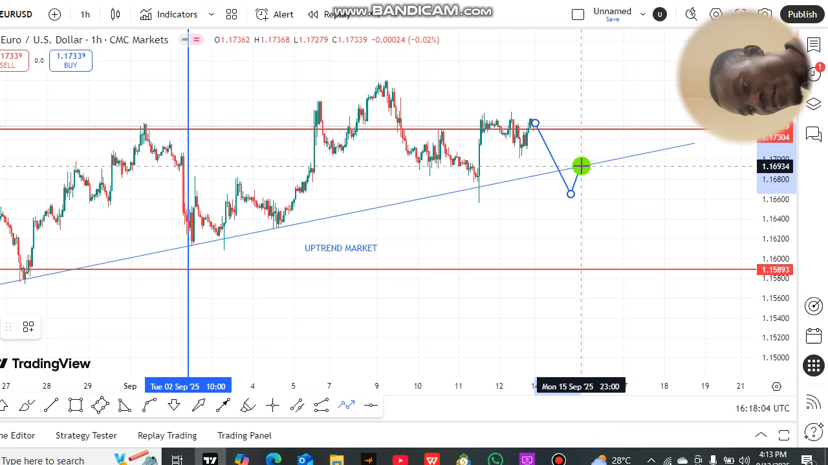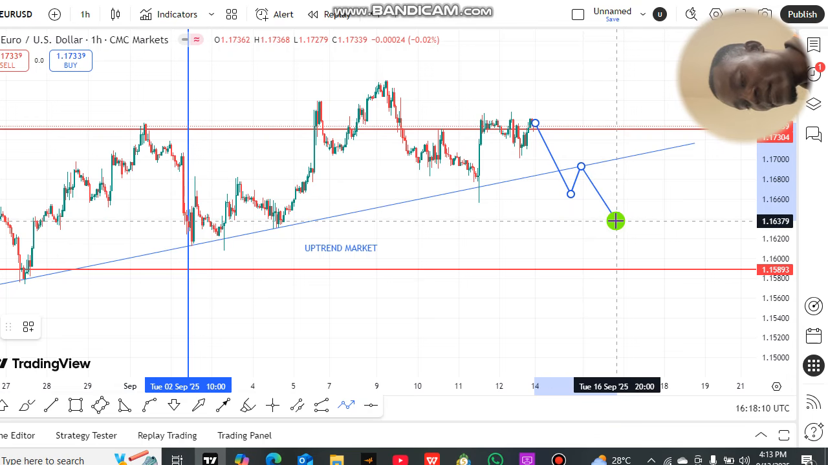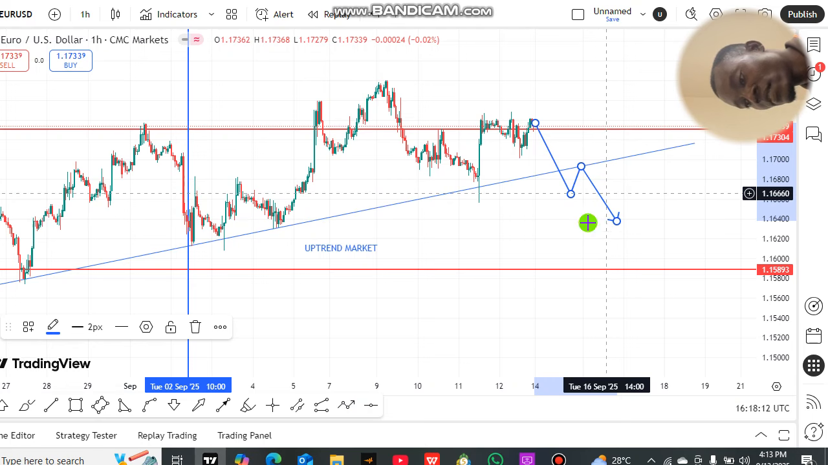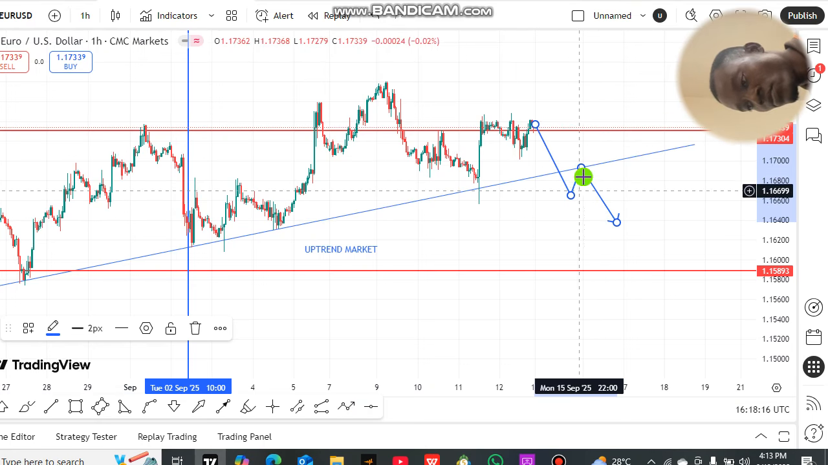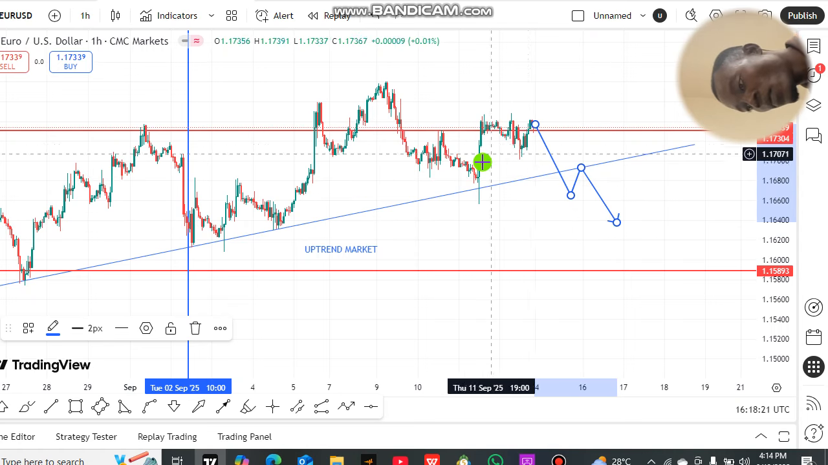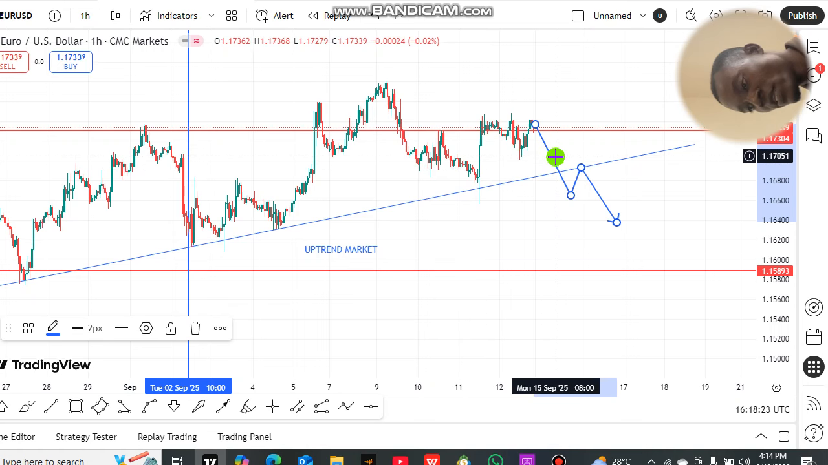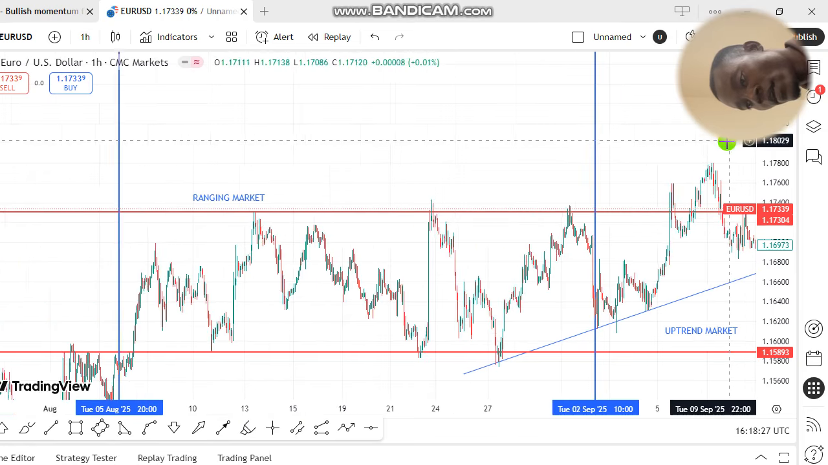If the market fails to push to the upside and you see a rejection like this, then this is an indication that the market has changed direction from an uptrend to now a downtrend, and so you'll be looking out for a sell signal. But once the market is respecting the trend line area, you always have to look for a buy entry.